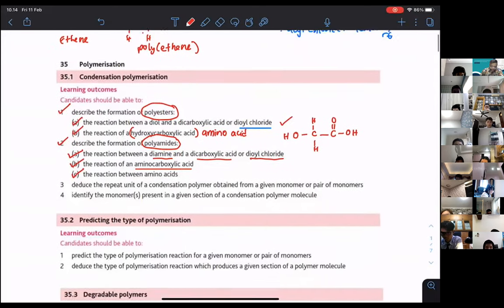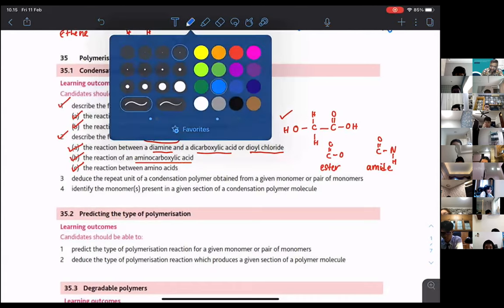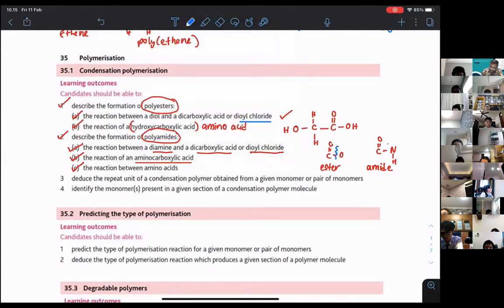And then deduce the repeating unit of condensation polymer. Just now I told you, you identify the ester bond or you identify the amide bond. You identify this particular bond and then you identify C double bond O and the N-H bond. Once you identify, the only thing left is to break them. And you break them. Then you can actually identify the monomer. So this one is quite simple.